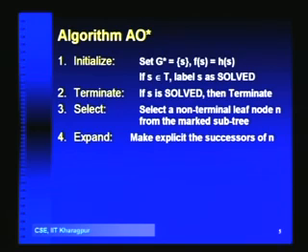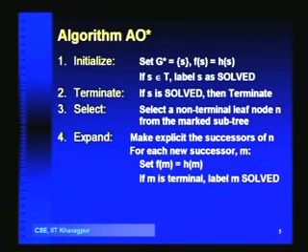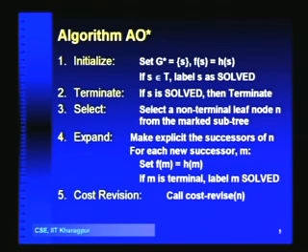Then expand that node to generate the successors of the state n. For each new successor, we set Fm equal to Hm. For each new successor, mind you, we set Fm equal to Hm. If any of the successors M is a terminal node, then we label it as solved. And then after we have done this, we will call cost revise, which is the bottom up cost revision step, and finally we will return to step 2.